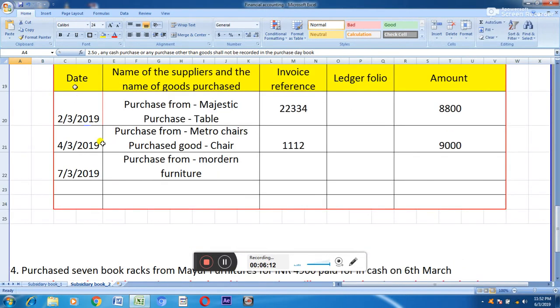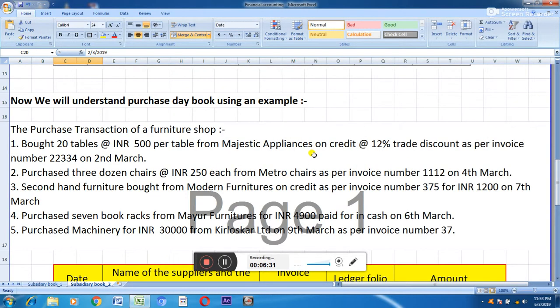So we come to the purchase day book format. Date: 2nd of March 2019. Name of the supplier: purchase from Majestic Appliances, and the purchased good is tables. Invoice reference: 22334. Ledger folio is not mentioned in the example, so we are not writing it here. Now, what amount are we purchasing?